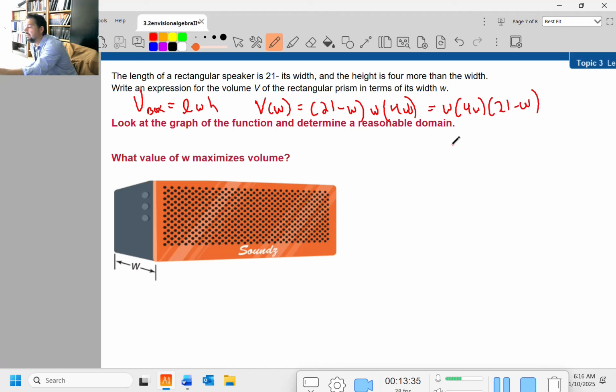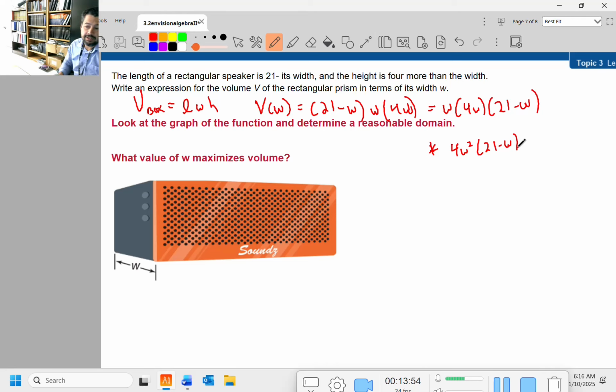Now, on the EOC, what they like to do is a little bit of near math here and say this is 4w squared times 21 minus w. And that really throws kids off, when they don't finish it, they just do a little bit of it. All right, look at the graph of the function and determine a reasonable domain.